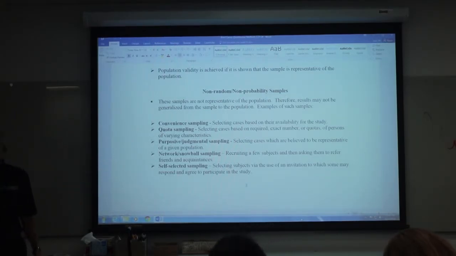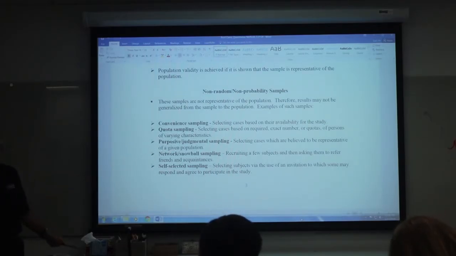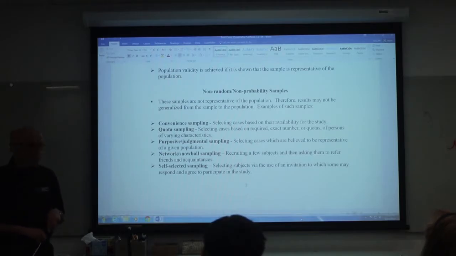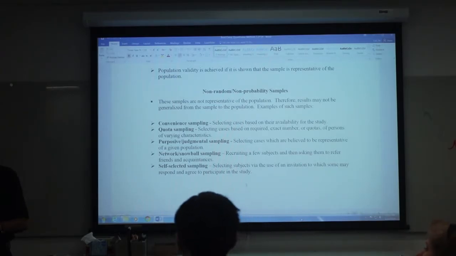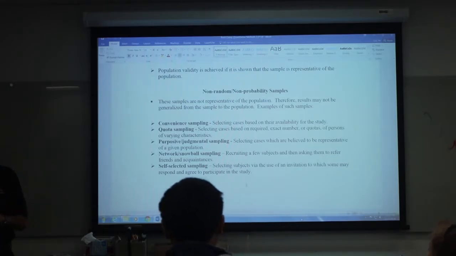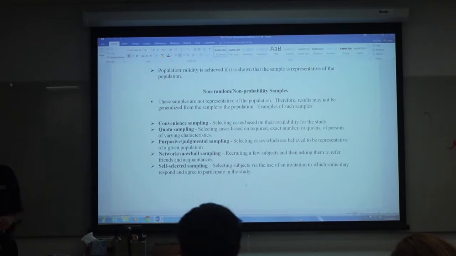Quota sampling, you state the quota. You say, okay, I want to have 25 Hispanic male, 25 Hispanic female, 25 white male, 25 white female, and so on. You continue your data collection until you meet the quota. So something like that is not representative of the population. Purposive or judgmental sampling, these are the people who are going to provide you with the best information. You do this mainly in qualitative research. Because in qualitative research, your sample size is not going to be more than 4 or 5 people whom you want to interview. And they have to meet lots of specific criteria before you decide to invite them to be in the study. Network or snowball sampling, we use this to recruit hard-to-find subjects.